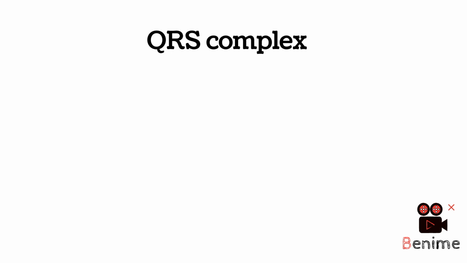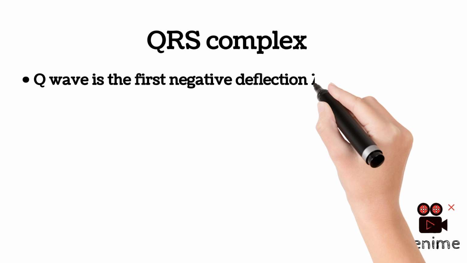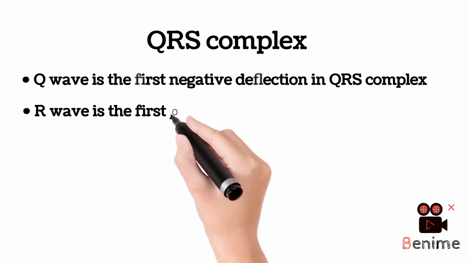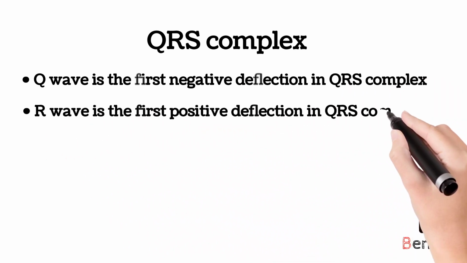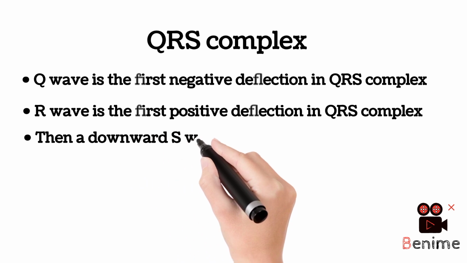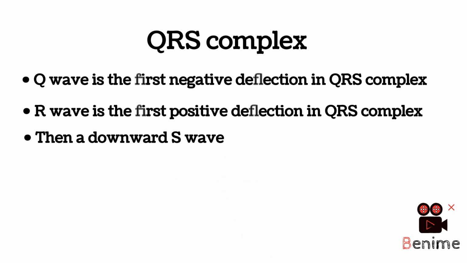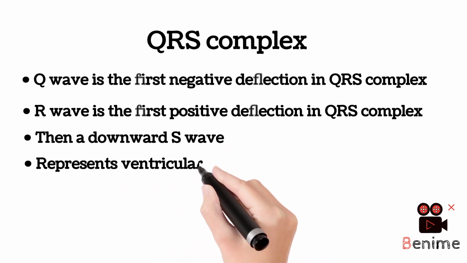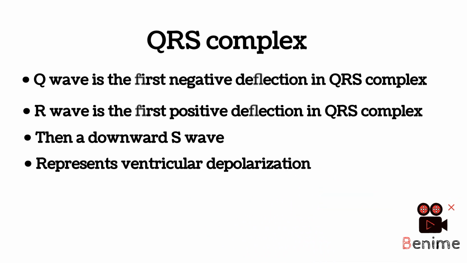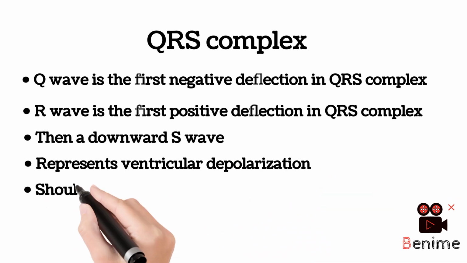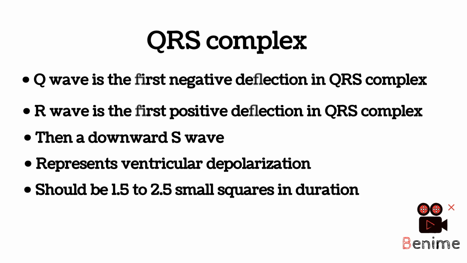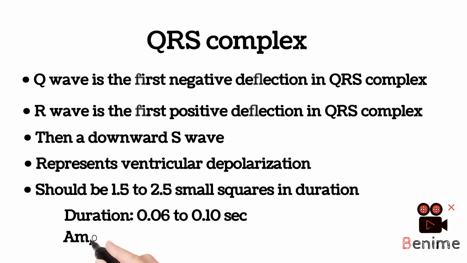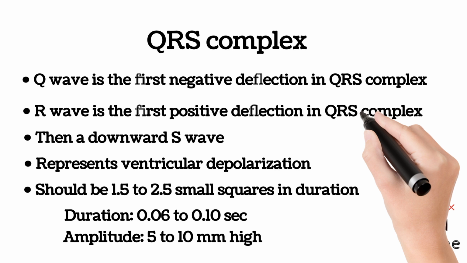So the Q wave is the first negative deflection in the QRS complex. The R wave is the first positive deflection in the QRS complex. And the S wave is the first negative deflection after the R wave. This QRS complex represents ventricular depolarization, or ventricular contraction. It should be 1.5 to 2.5 small boxes in duration. Its duration is 0.06 to 0.10 seconds, and its amplitude is 5 to 10 millimeters high.